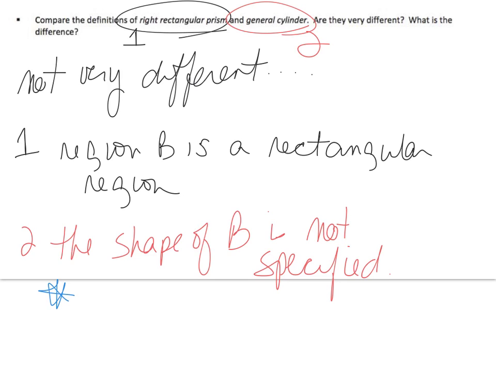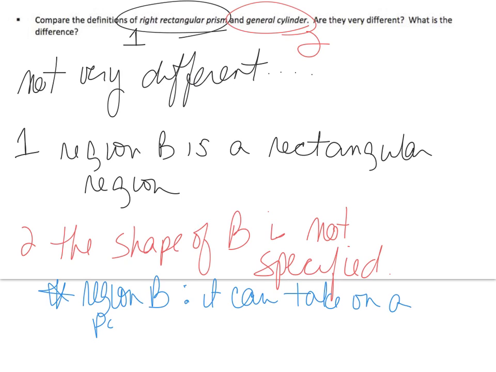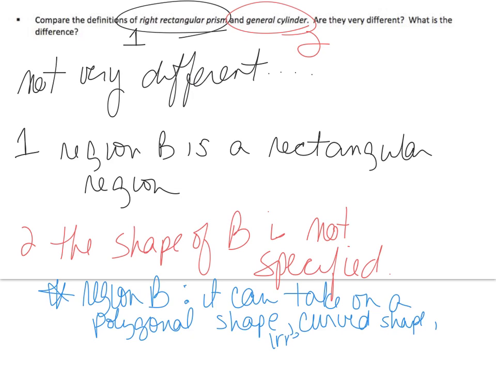So this just means for a general cylinder that the region B isn't specified. So we should understand that it can take on a polygonal shape, a curved shape, irregular, etc. Lots of different options for that one.